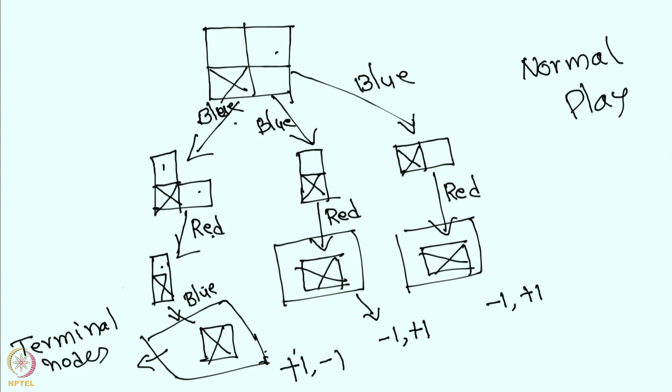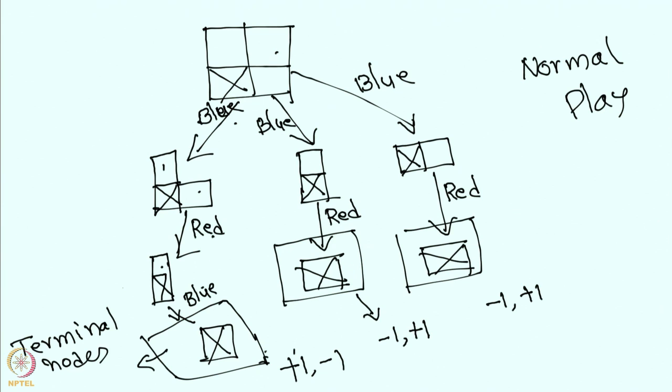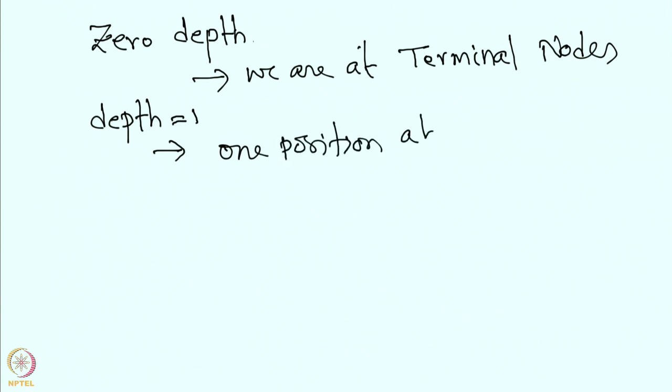Okay. So now going back to this. As I said, we are going to use the depth of this game tree. Depth basically means, for example, in this game the depth is 1, 2, 3, 4, basically this entire length. There are 3 steps going down. When the depth is 0, it means we are at terminal nodes. Depth 1 means 1 position above terminal. So, like this we have the definition of depth.